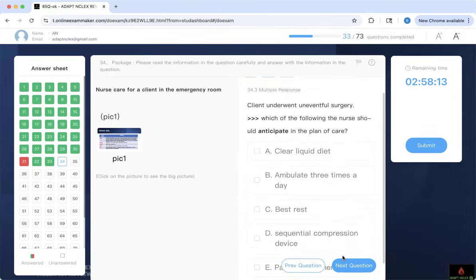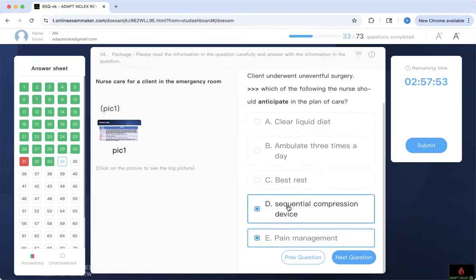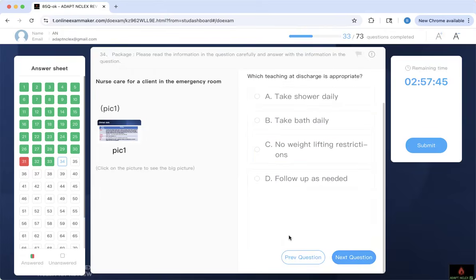The client underwent surgery, right? Which of the following should the nurse anticipate in the plan of care? After they remove the appendix, what do you think we're going to do? Clear liquid diet, ambulate 3 times a day, bed rest, SCDs, and pain management. Well, nobody has surgery and they don't need pain medication. We got to prevent DVT. They should be walking. B and C contradict each other, and they can eat a clear liquid diet.